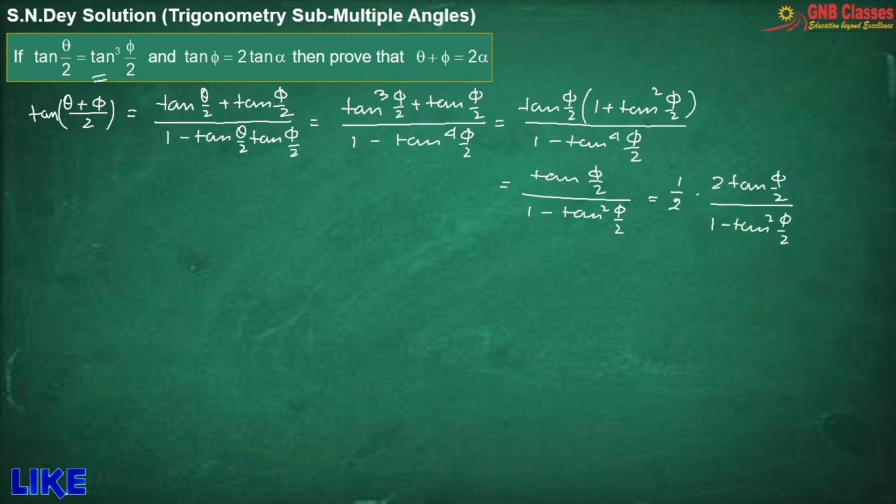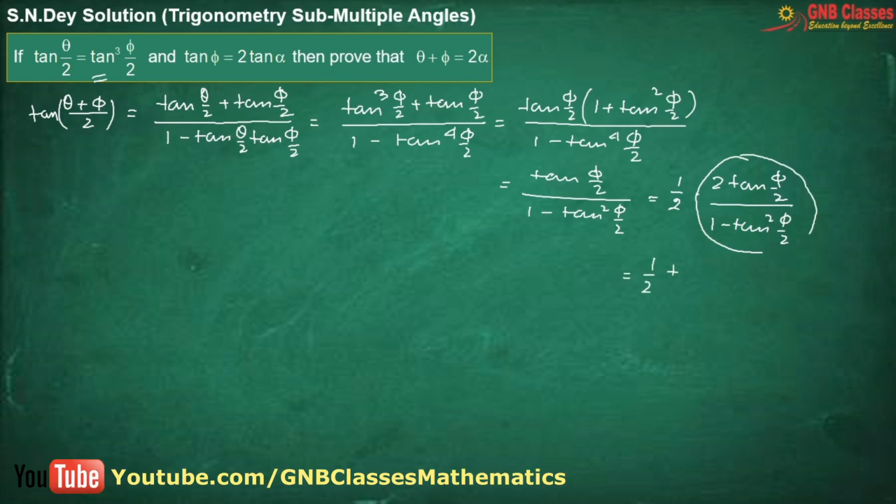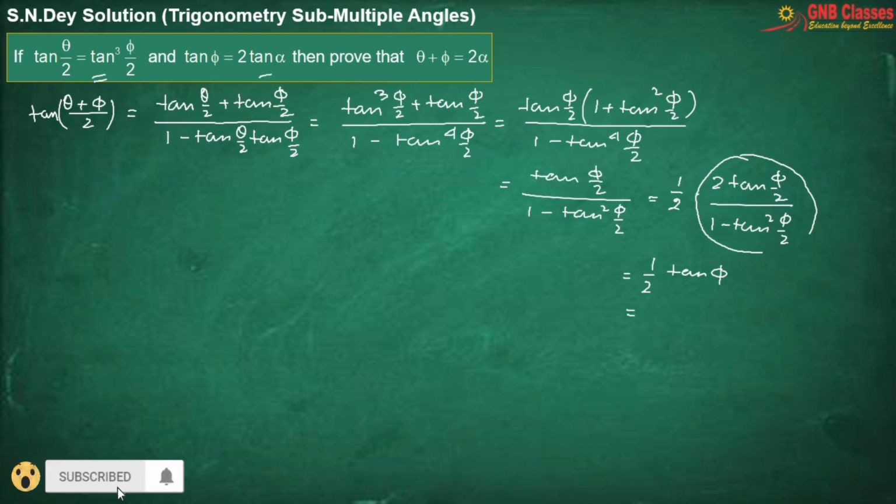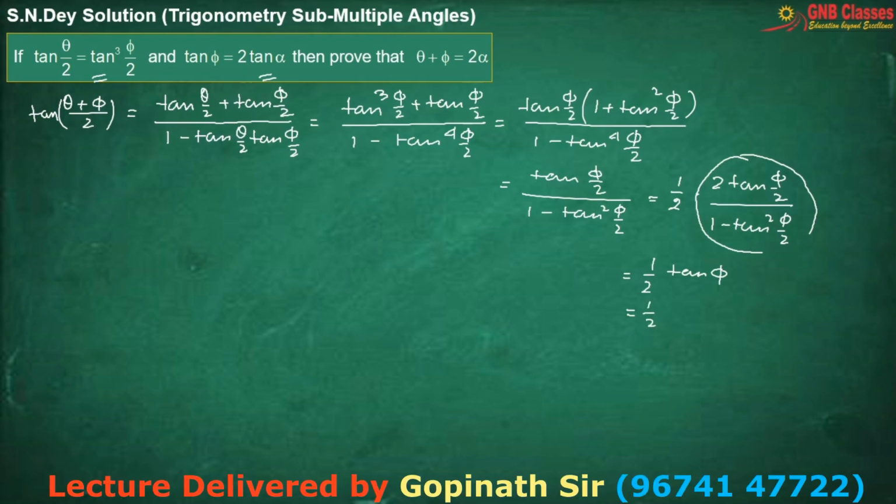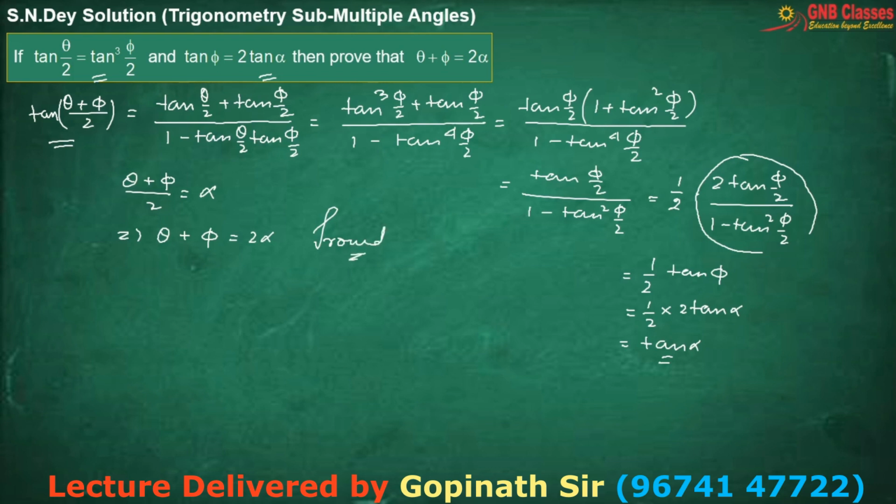Now this is the formula of tan 2 theta. So it will be nothing but tan phi only. Is it clear? Again, they have said that tan phi is nothing but 2 tan alpha. So replacing the value of tan phi, we are getting tan alpha only. Is it clear? So we got that tan of theta plus phi by 2 equals tan alpha. Therefore, that implies theta plus phi equals 2 alpha. Proved. Is it clear to all of you? Okay, let us move to the next problem.